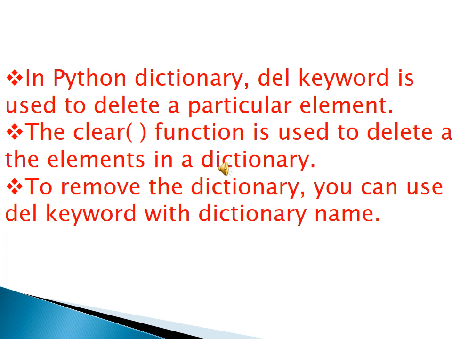The clear function is used to delete all the elements. If you want to delete a particular element, you can use the del keyword. To remove the whole dictionary, not an element but the overall dictionary, you use the del keyword with the dictionary name. Right, all of you?